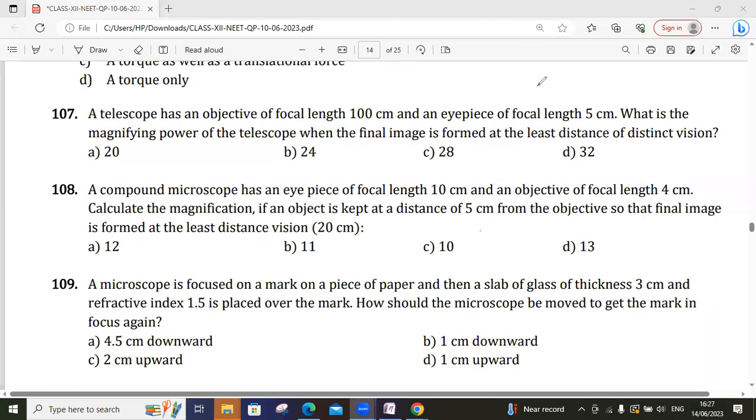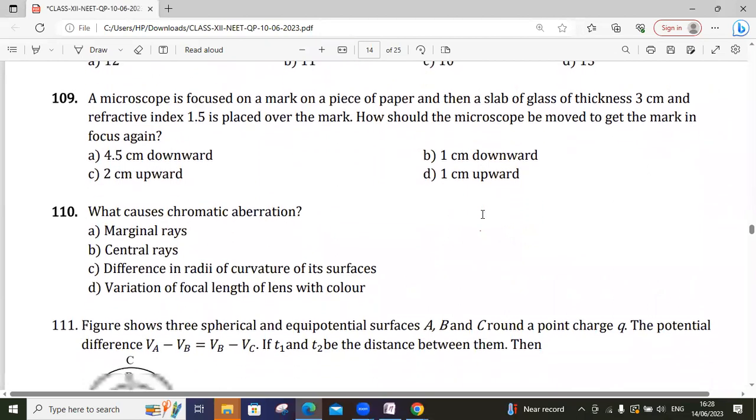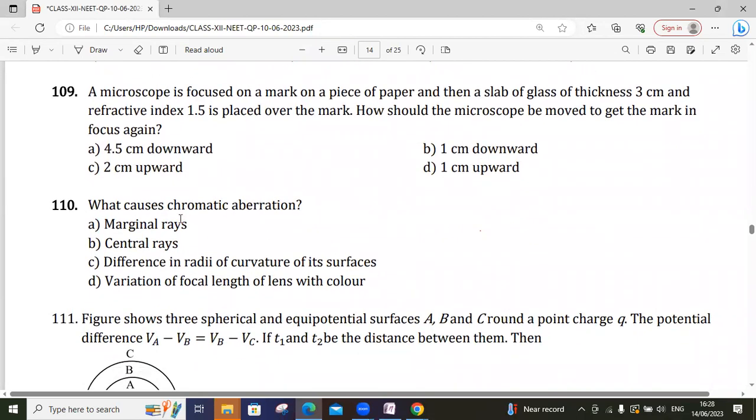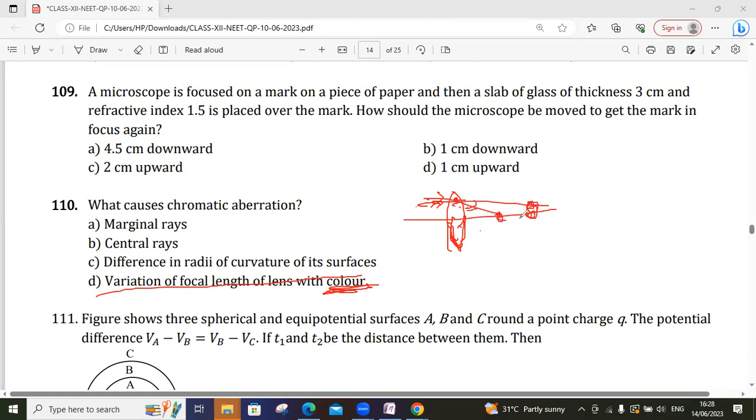Then, so what causes chromatic aberration? So chromatic aberration is some distortion in color. So why this happens is because of variation of focal length of lens with color. If this is a lens, this is used to get image of some object. For different colors, the lambda changes. If lambda changes, sorry, if lambda changes, refractive index changes actually. If refractive index changes, then for same R, different colors will have different focal length. So there will be some amount of chromatic aberration.